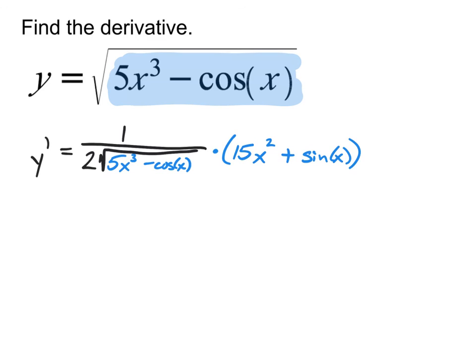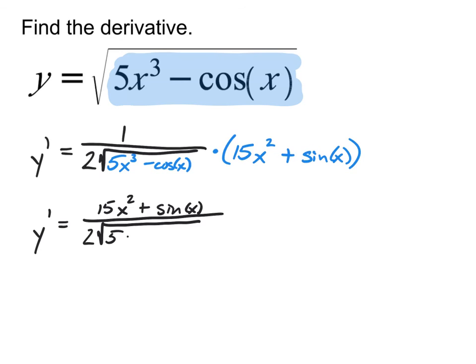Now this one I would definitely want to clean up a little bit, because a fraction times something like that, much simpler, just write whatever it's being multiplied by as your numerator. And so it's 15x squared plus sine of x all over the 2 times the square root. That then is done.